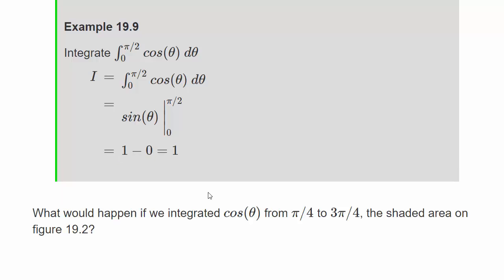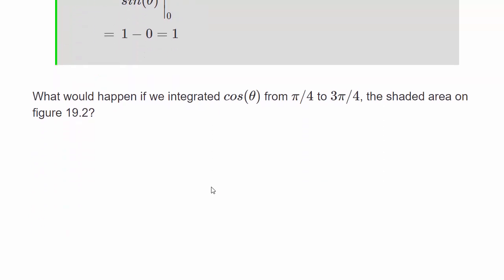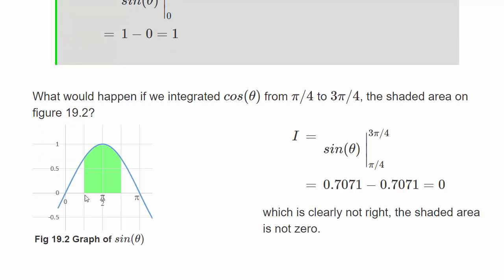What would have happened if we had been integrating from pi over 4 to 3 pi over 4? Let's look at figure 19.2, pi over 4 to 3 pi over 4. If we put those values into the integral, we get 0.7071 minus 0.7071, and so our answer becomes 0. So what that says is that the area here is 0, which is clearly not right.